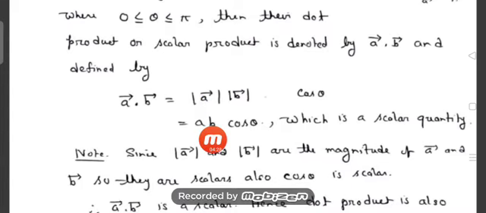Similarly, modulus b is also a magnitude and cos theta is a number, which lies between -1 and 1. So you see, all these are scalar quantities. That means we get a magnitude. So as a whole this is a scalar quantity. Because of this reason, this dot product is also known as a scalar product.